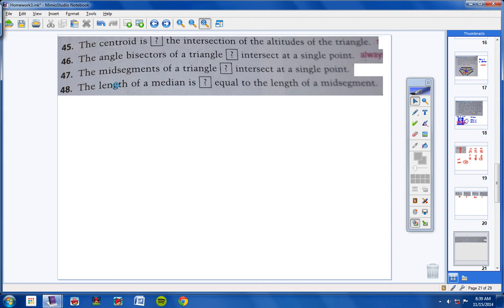Okay, 47. The mid-segments of a triangle intersect at a single point. Well, guys, the only time I would think that might ever happen is if you had an equilateral triangle like this. So here's this, and then here's this here, and then here. It's never going to happen, guys. Okay, there's no way you can draw mid-segments and those lines will intersect at one point.